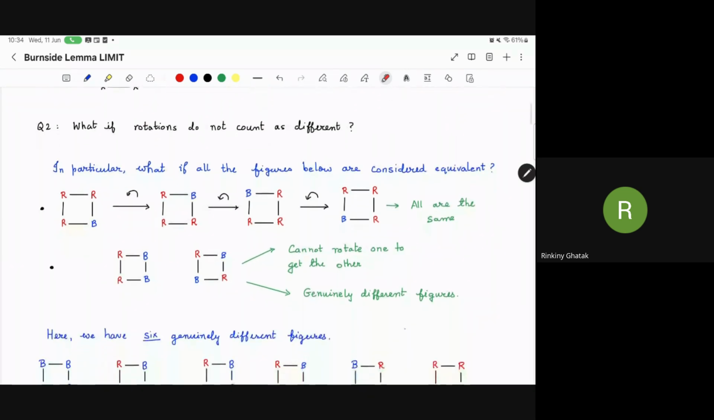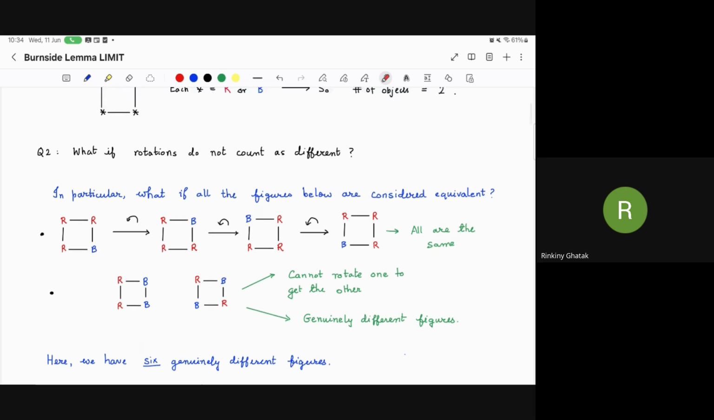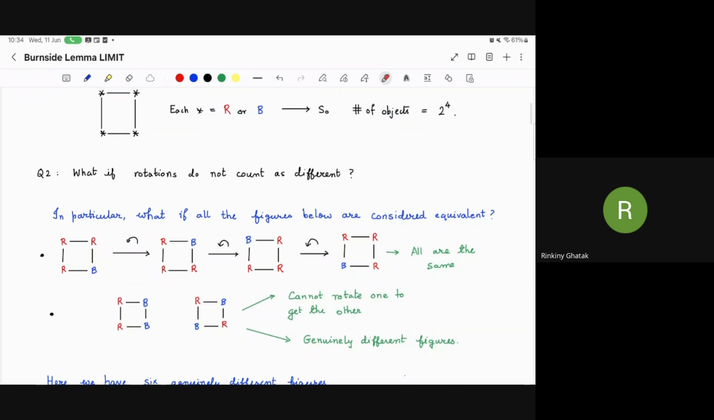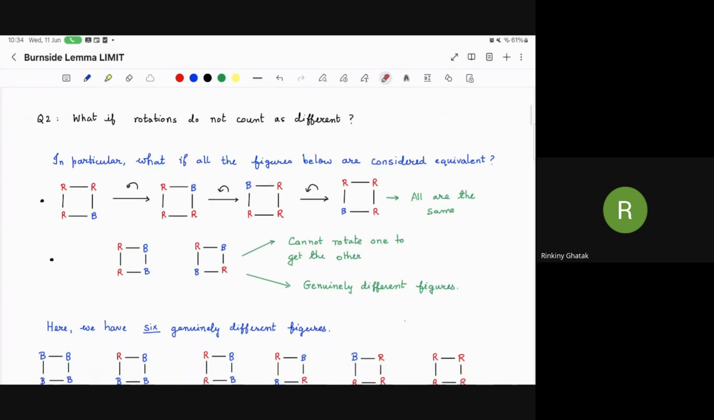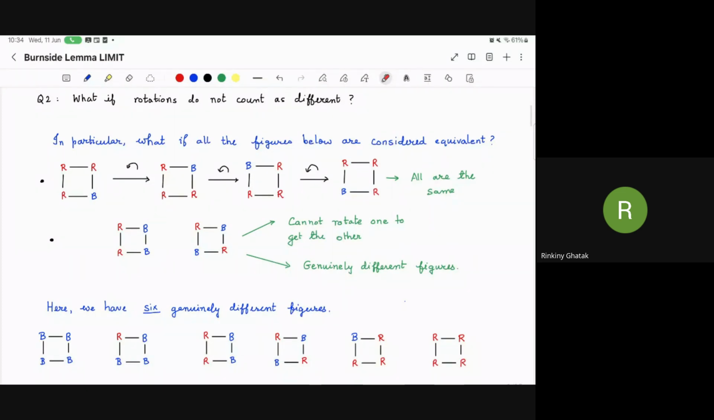However, these two, there's no way to rotate one into the other. So these are genuinely different objects, but these are not genuinely different objects. So now the question is, how many genuinely different objects do we have? In our case, it's not too difficult. You can just sit and figure it out with a little bit of case bashing, that there are 6 of them.